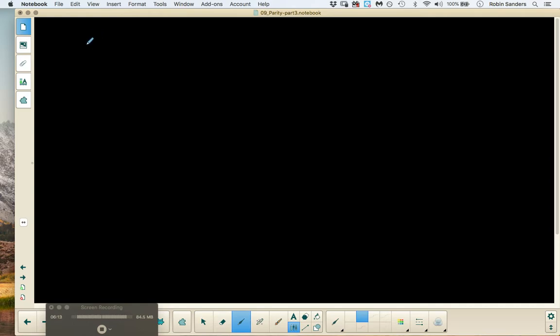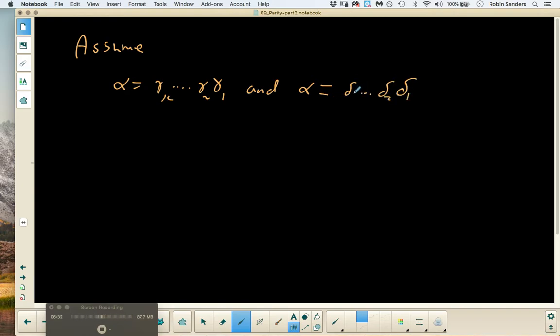So here we're going to assume that alpha can be written as gamma 1, gamma 2, composed all the way up with gamma k, and alpha can also be written as delta 1, delta 2, all the way up to delta L. And these are both products of 2-cycles.